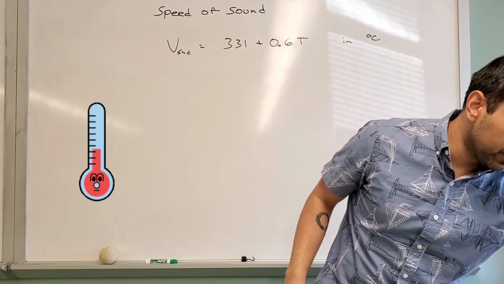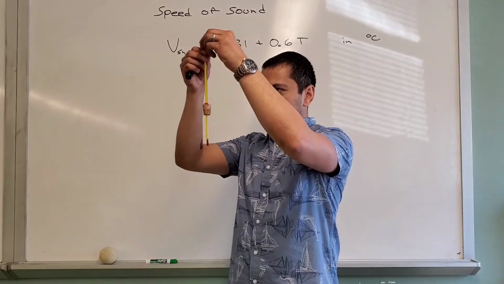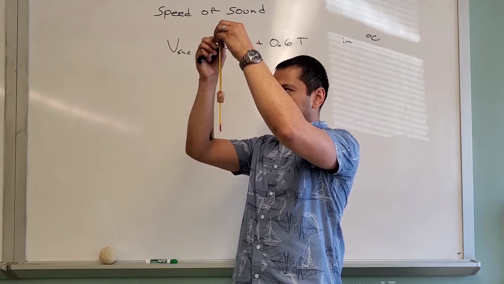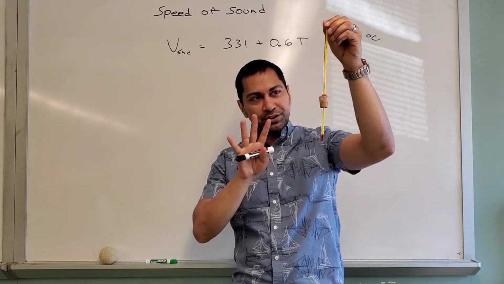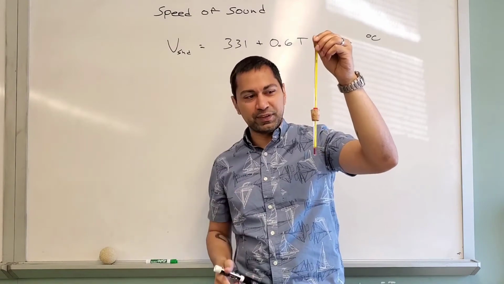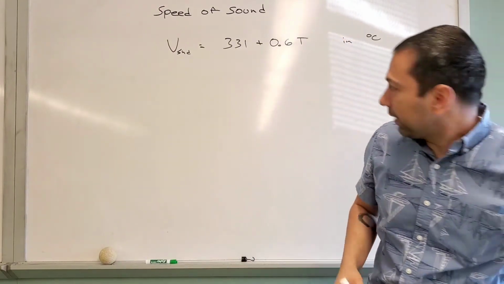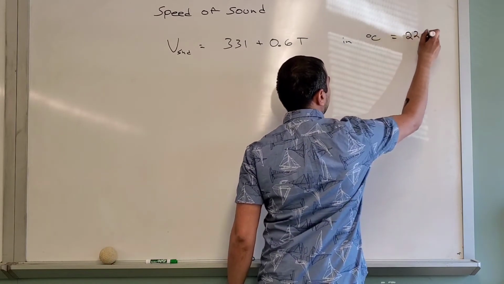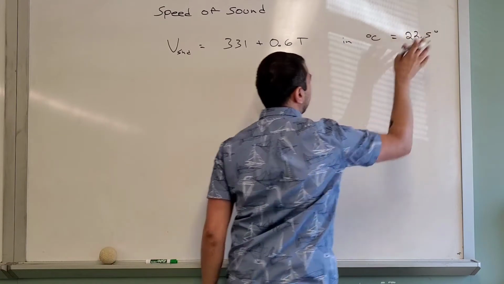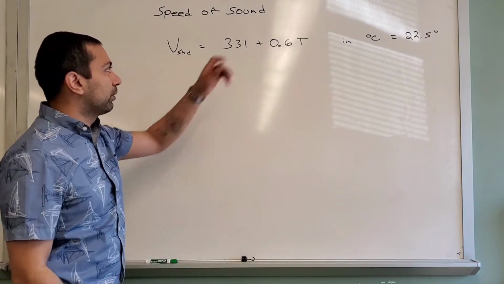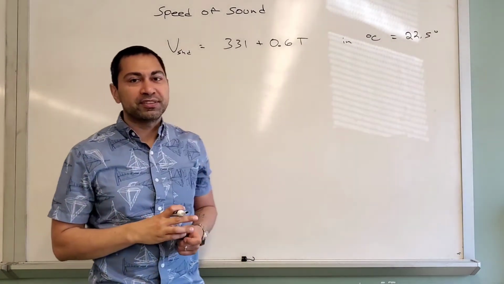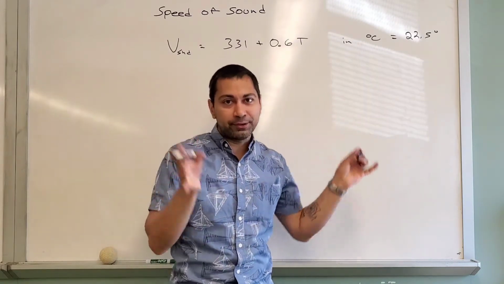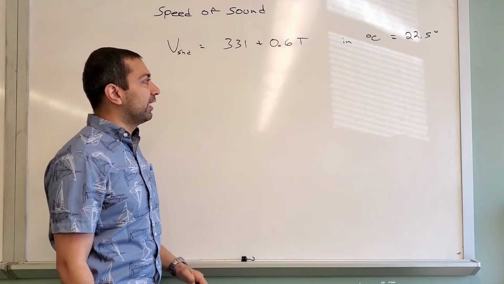So I have a thermometer here, and the room temperature that I'm reading is about 22, 23, maybe 22.5 degrees C. So we have that. T is equal to 22.5 degrees Celsius. So you can plug that in and we can determine the speed of sound. That is going to be our actual, or you could say theoretical, value for the speed of sound.